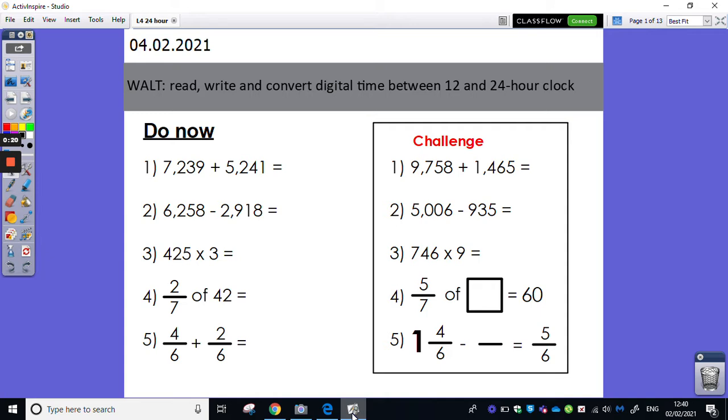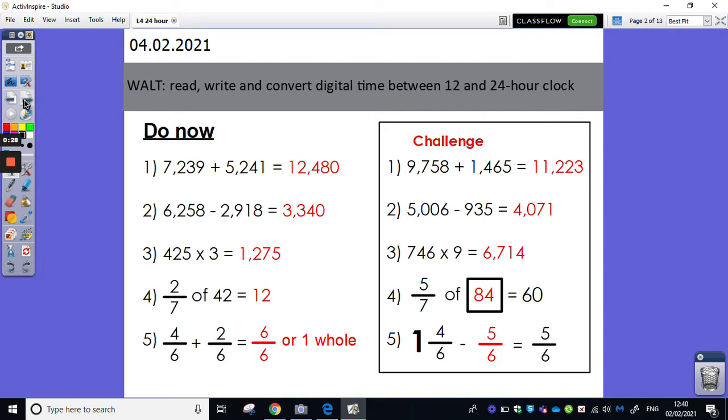Okay, hopefully you've managed to have a go at those, and hopefully you have had a go at the challenge maybe as well. So let's look at the answers. So pause the video now and then you can mark it and come back when you're ready to continue with the rest of the lesson.